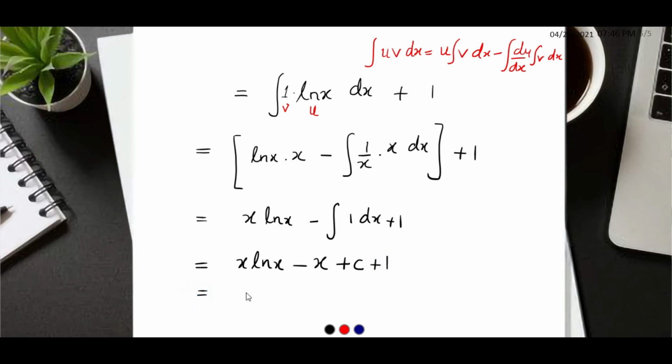So that is the answer. We can replace c plus 1 as another constant, c dash. So x log x minus x plus c dash. That is the answer of the integral.